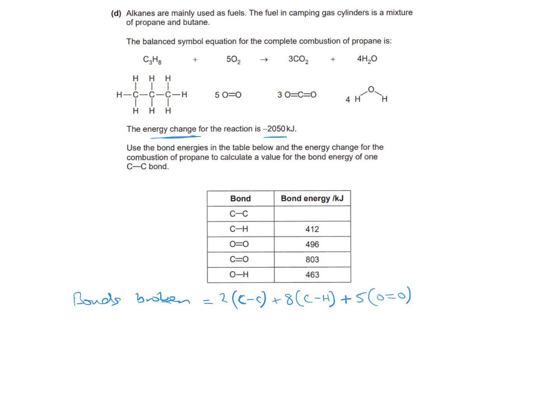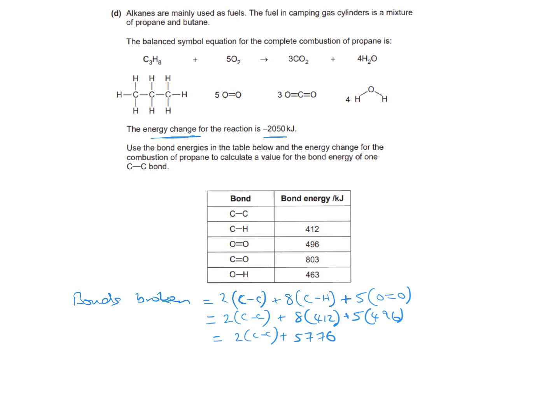So now the values can be substituted in. Now I don't know what the carbon-carbon bond is. That's what I'm trying to find out. So it stays like that. And then that's going to be plus 8 times 412 plus 5 times 496. So what does that equal? Let's see, that's still that plus 5776.